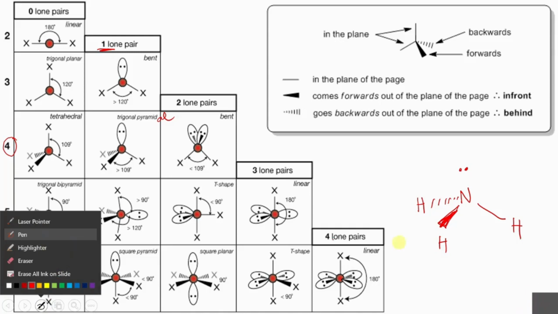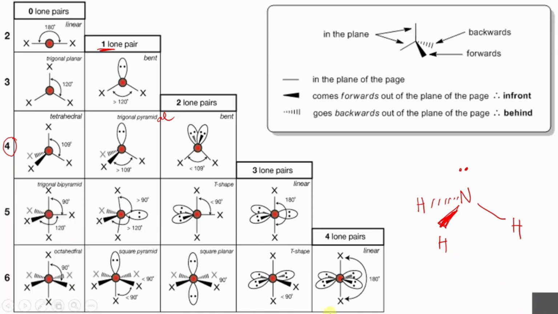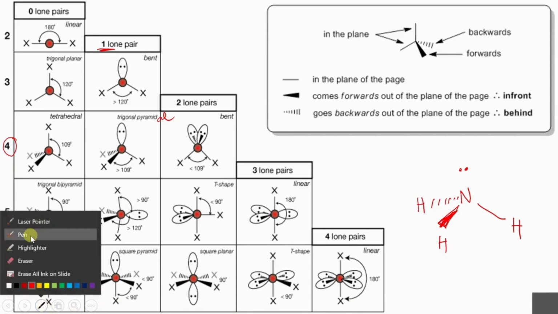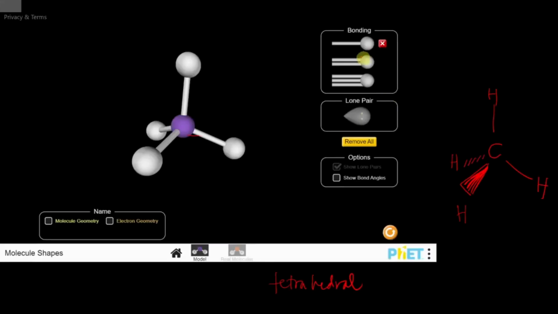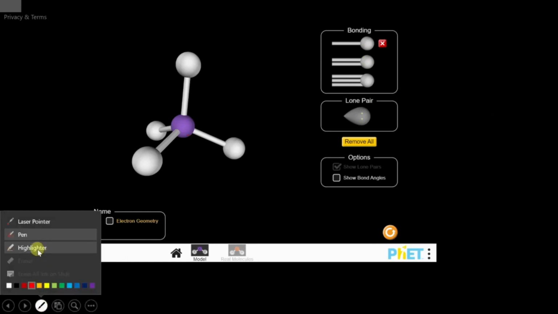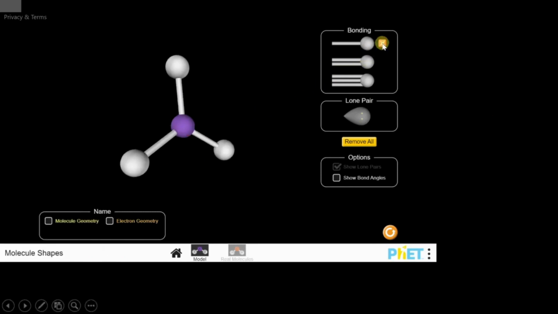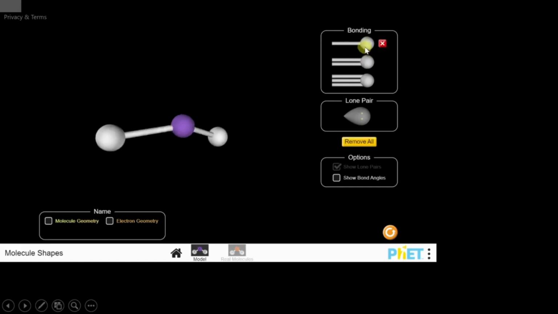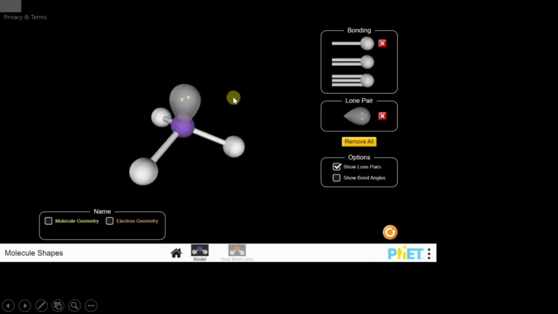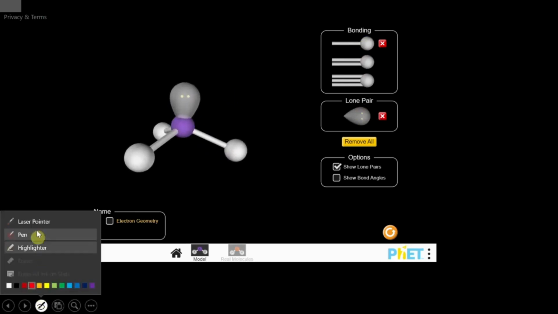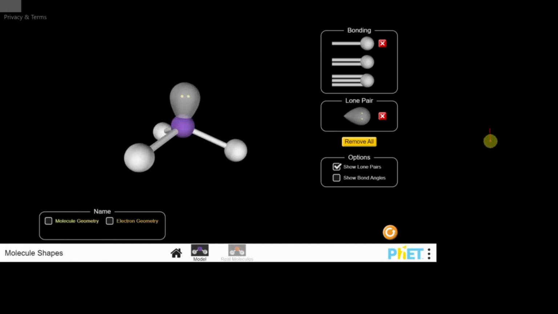Okay, let's try to see this on the simulation. Again, that's three hydrogen, then we have 1 lone pair. If you see this, this is the shape of the molecule. Let's try to draw this. Here we have nitrogen. Here we have one lone pair.